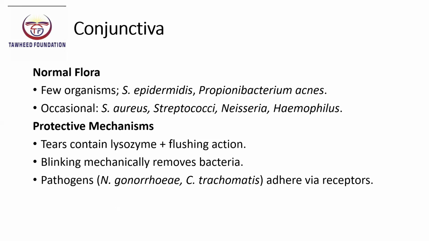Next is conjunctiva. A variety of bacteria may be cultivated from the normal conjunctiva, but the number of organisms is usually small. Staphylococcus epidermidis and certain coryneforms are dominant. Staphylococcus aureus, some streptococci, Haemophilus species, and Neisseria species are occasionally found.